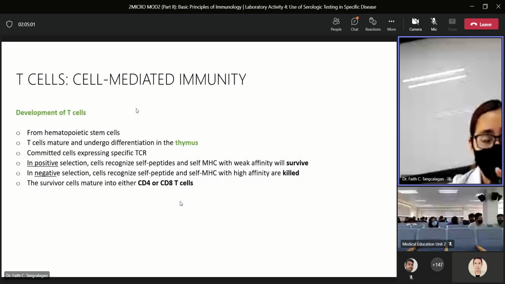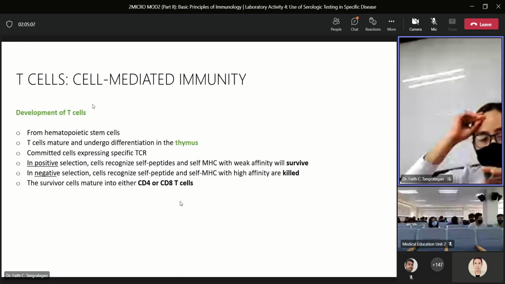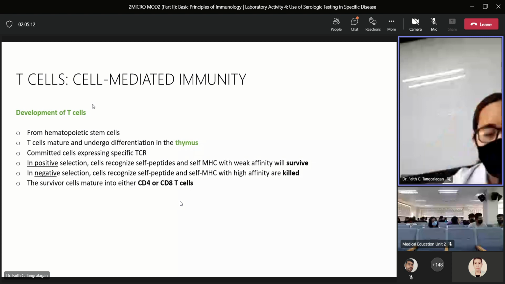For the T cells, they are more involved in the cell-mediated immune response. T cells develop from hematopoietic stem cells. They mature and differentiate in the thymus, and become committed cells by expressing specific T cell receptors. What were the T cell receptors being discussed? The CD4 and the CD8. So this is what I was talking about earlier.